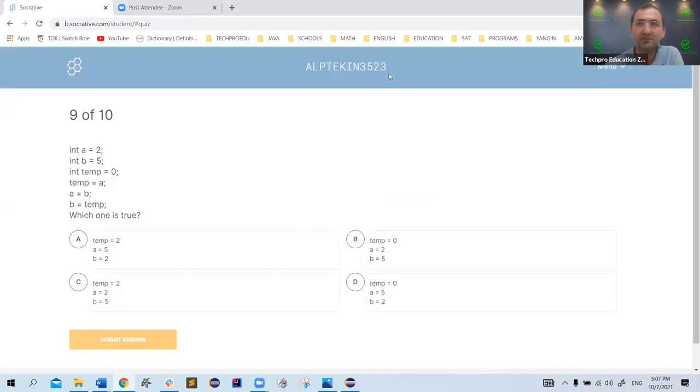Last question. No, question 9. Integer A is 2, integer B is 5. Look, we define here another integer whose name is temp, and we declare that its value is 0. Now look, first, we have an assignment operator. Here we define the value of temp again. What will be the value of temp?